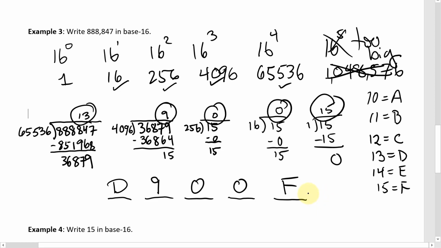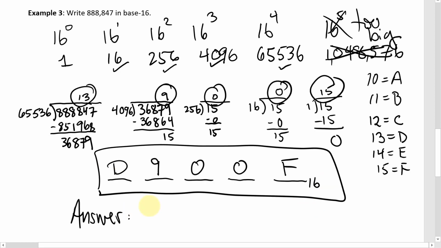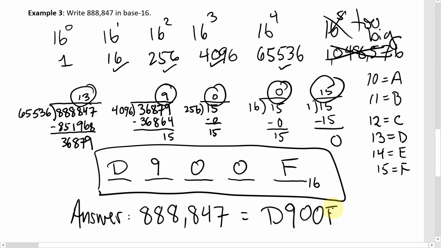And then the fact that it's base 16, we indicate like that. So 888,847 is D900F in base 16.